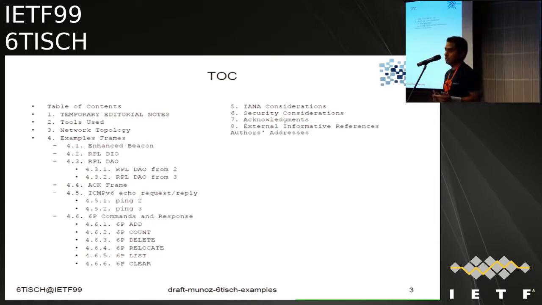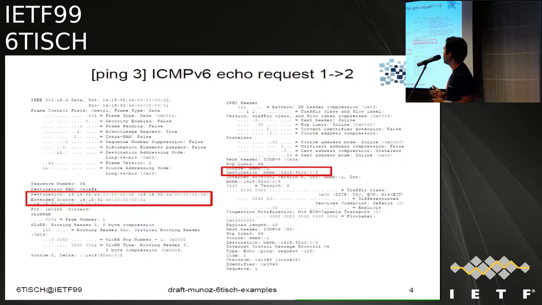Now I'd like to give you a small example of one frame from this document. It's node 1 pinging node 3, through node number 2. Here we see the destination is node 2 in the frame layer.